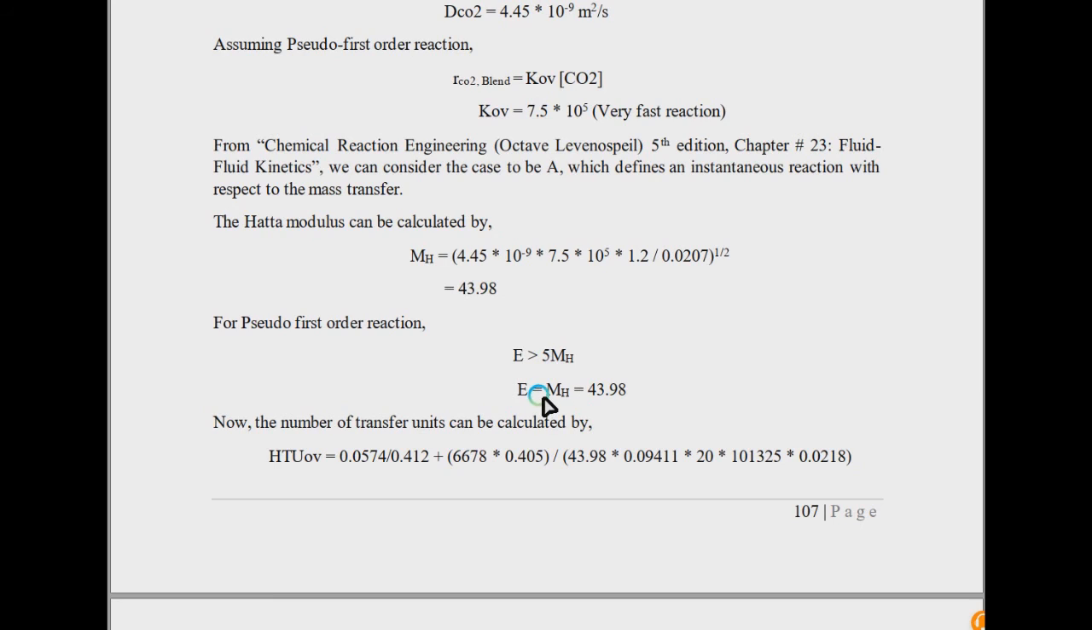So the enhancement factor can never be less than 1. It is okay because at 1 the physisorption will be taking place, and above 1 there will be chemisorption, not less than 1, but it can be slightly larger. So in this case, for the very fast reaction, from this reference, E is equal to mH, the same as calculated above, 43.98.